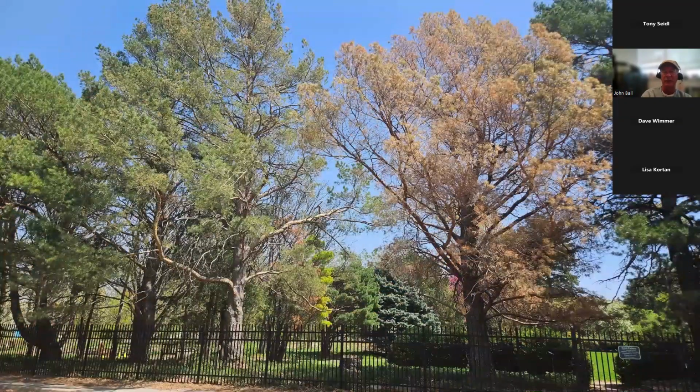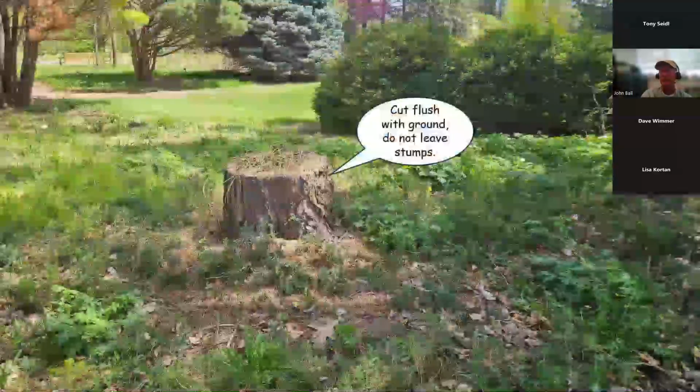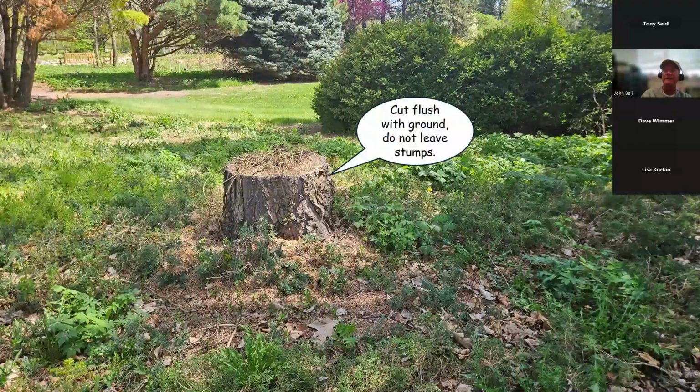And again, they can go pretty quick. The other thing too is when you remove the tree, remove the stump. Cut it flush with the ground because even the stump can contain some of these.